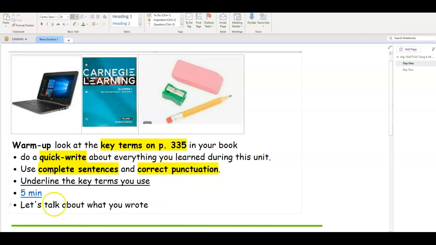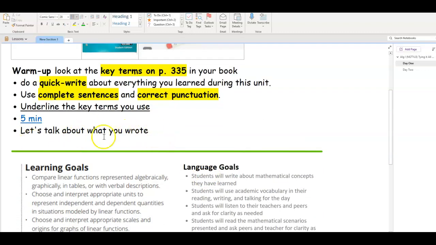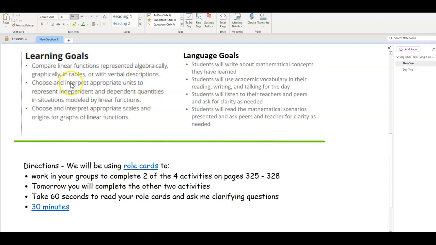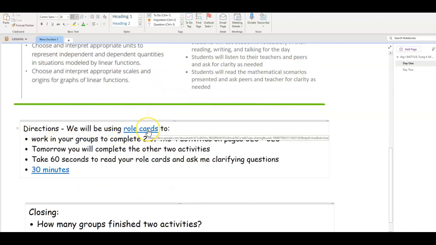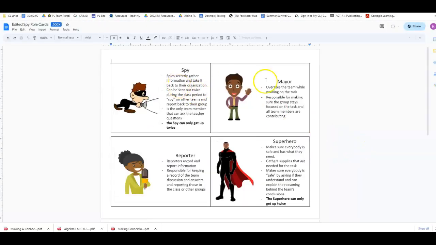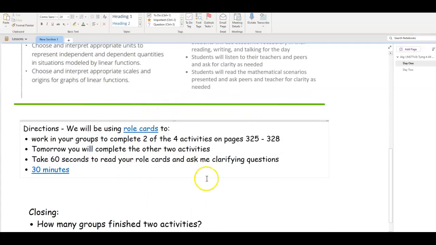So they're going to write real quickly. Hopefully they can use complete sentences, correct punctuation, and underline key terms. They've got 5 minutes. We'll do a quick share out, but I want to keep this short so that we can get through the lesson. We'll go over the learning goals and the language goals. Then we will talk quickly about our role cards. We are going to use the spy, mayor, reporter, and superhero role cards. They'll be asked to read over their role, given 30 seconds or 60 seconds, and then I'll answer questions.